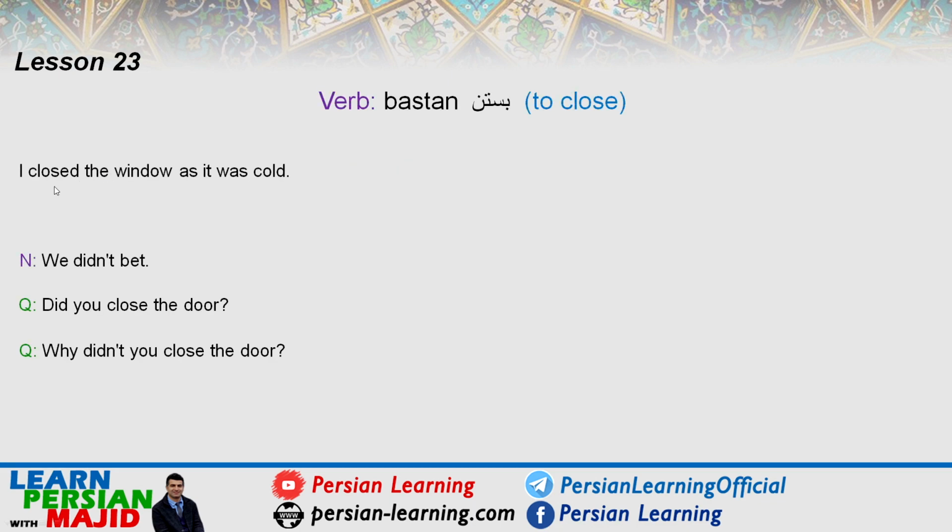بستن. I closed the window as it was cold. Two sentences again here. پنجره رو بستم. I closed the window as, چون, it was cold. سرد بود. We didn't bet. Okay, here we have a new verb, which is a compound verb coming from this بستن. Bet as a noun means شرط and then you have this verb that means شرط بستن. We didn't bet.